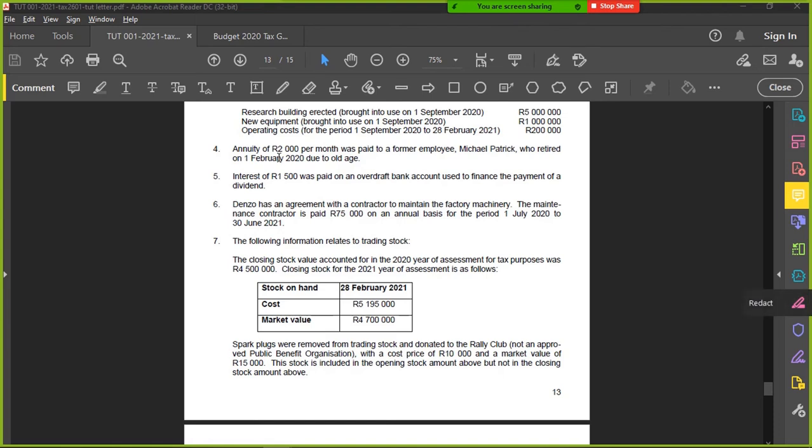So this is almost like a retirement annuity type scenario where you had someone working for you for a long time and then they retire and now you're paying them this annuity for the rest of their life. If that's the case, this would obviously be an expense. Do you agree? Yes. So, as a business, you want to know, can I actually deduct this as an expense? That's what you're actually looking at. Does that make sense? Yes.